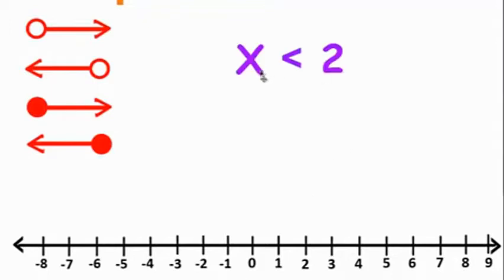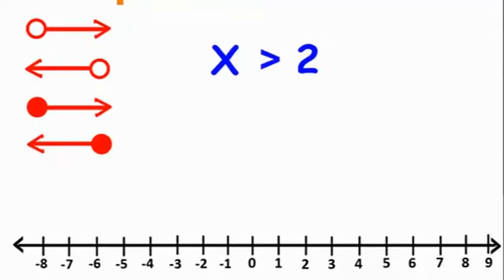If I said x is less than 2, this is the symbol that I would use to show that. It would be an empty circle on 2 because x can't be 2. That says x is less than 2. X can be 1, x can be 0, x can be negative 1. It can go on and on and on, but it's less than 2.